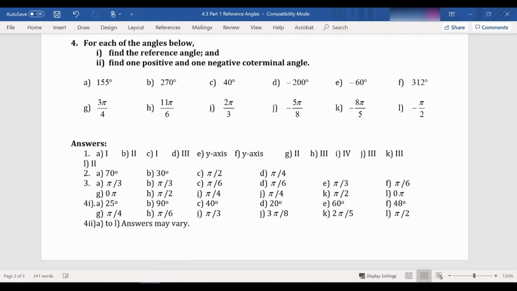And here are the answers. If you would like to check for answers to those questions, then you may. And that is it for this section.